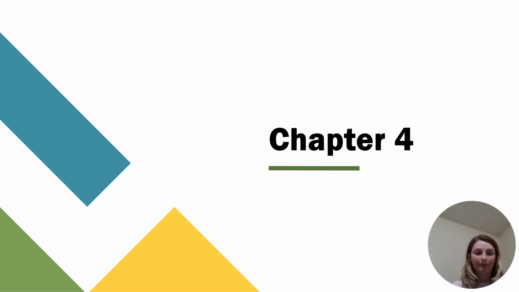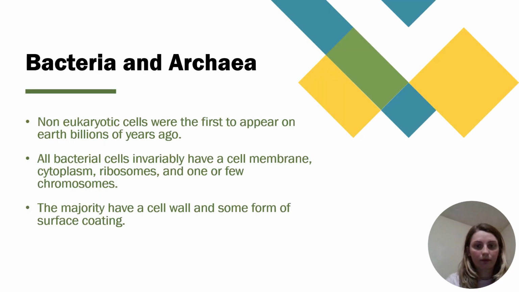Chapter 4. Bacteria and archaea. Non-eukaryotic cells were the first to appear on Earth billions of years ago. All bacterial cells invariably have a cell membrane, cytoplasm, ribosomes, and one or few chromosomes. The majority have a cell wall and some form of surface coating.